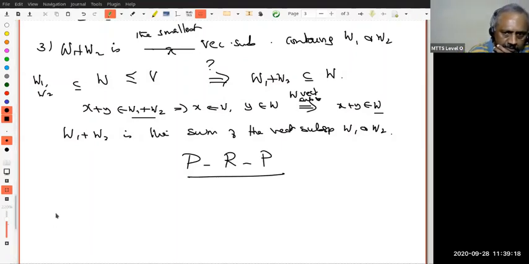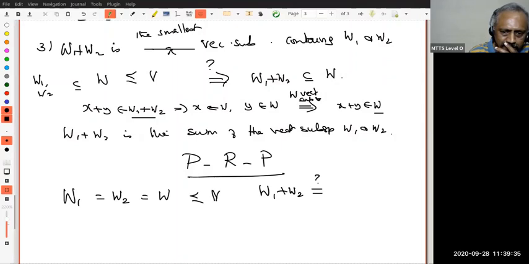Before we go further, let's look at a very simple problem. Suppose W1 equals W2 equals W, a vector subspace of V. What do you think W1 plus W2 should be? Did I hear the answer correctly? It should be nothing other than W, because any vector will be x plus y, but x and y are vectors in W, therefore that will also be in W. So these two are equal.